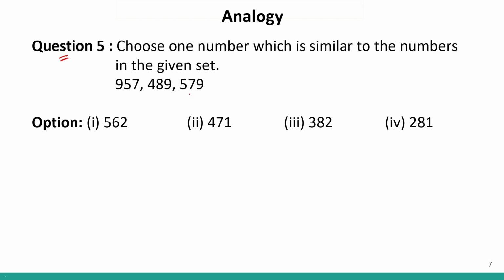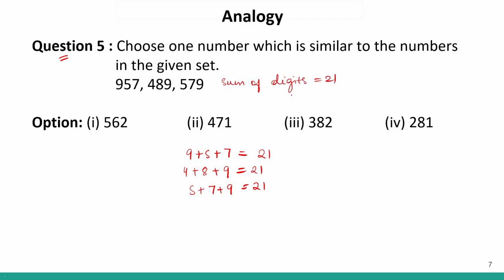Now when we see a 3-digit number, we assume that we are looking for maybe the sum of the digits. So let us try that. 9 plus 5 plus 7 is how much? 7 plus 5 is 12, 12 plus 9 is 21. 4 plus 8 plus 9: 9 plus 4 is 13, 13 plus 8 is again 21. 5 plus 7 plus 9: 12 plus 9, again 21. That means in each case, the sum of digits is always equal to 21, correct?